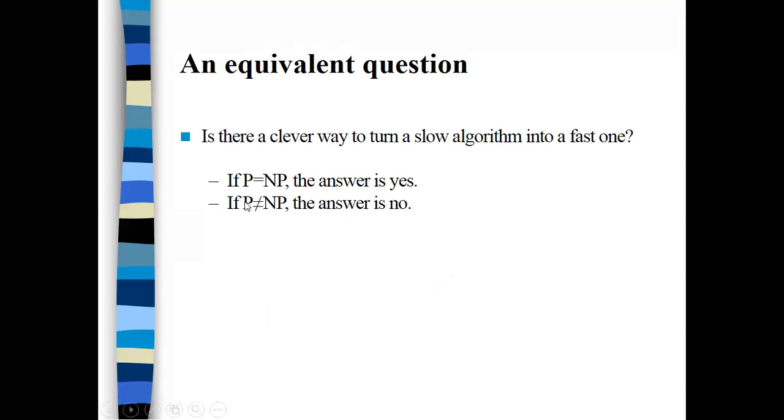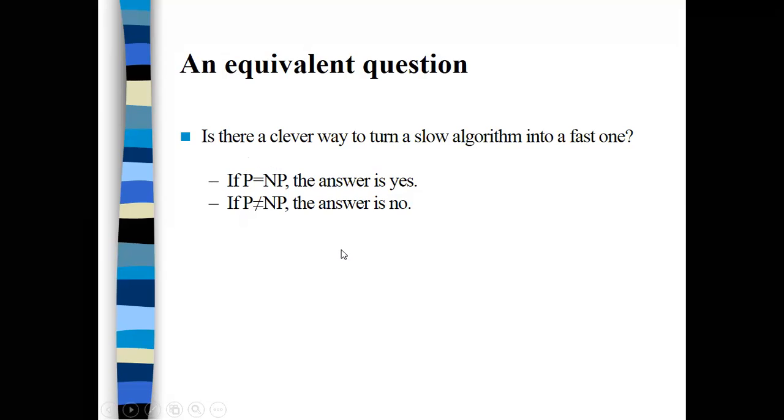If P is equal to NP, the answer is yes. If the P problems that we can solve in minutes are equal to NP, then we can change the algorithm from slow to fast. However, if P is not equal to NP, we cannot solve the big problems in small time. If P is equal to NP, it means that NP has big problems that we can solve in less time, equal to P. However, if the big problems cannot be solved in a smaller time like P, then the answer is no.